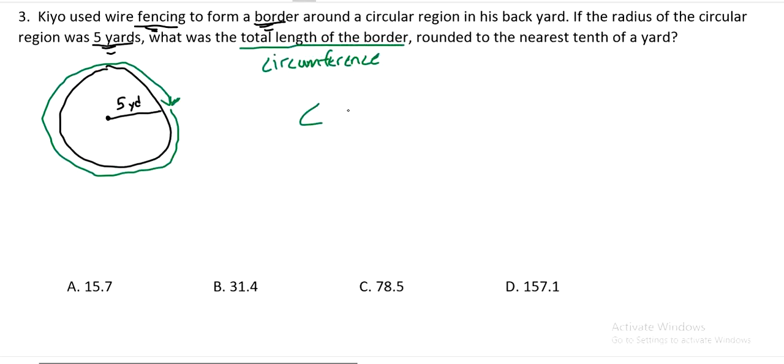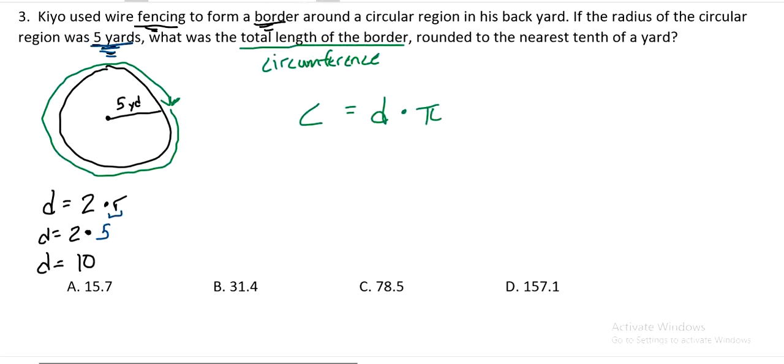Circumference, C, equals d, the diameter, times pi. Thing is, we don't know what the diameter is right now. So just like we were doing in the previous couple questions, we remember diameter equals 2 times r, r being the radius. They tell us the radius is 5 yards. So we'll put d equals 2 times 5, 5 for radius. Therefore, d equals 10.